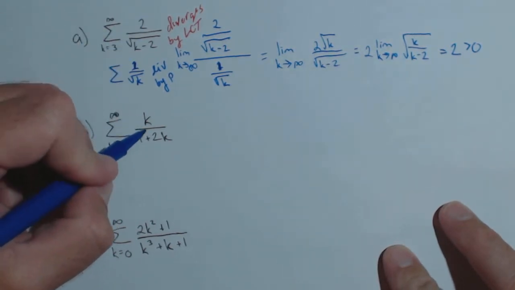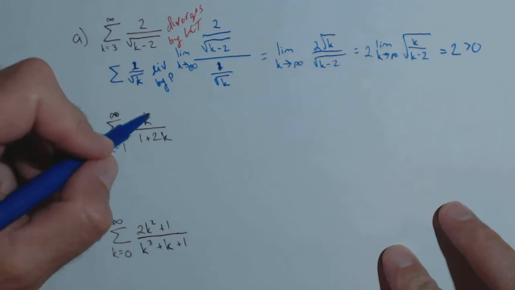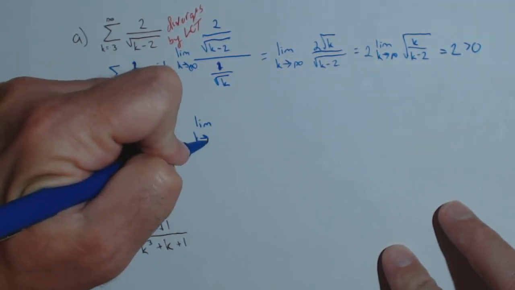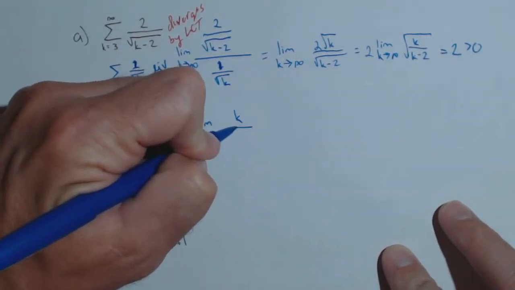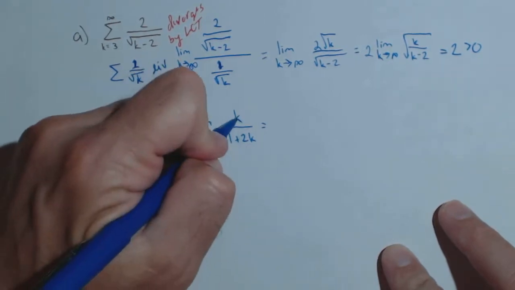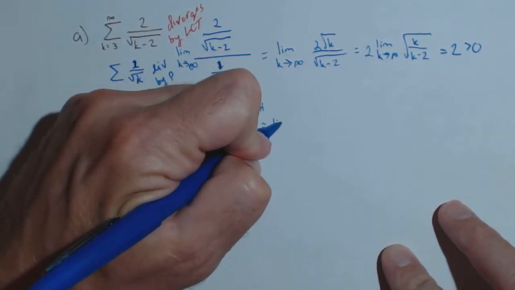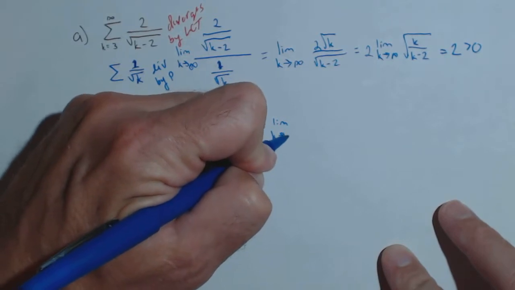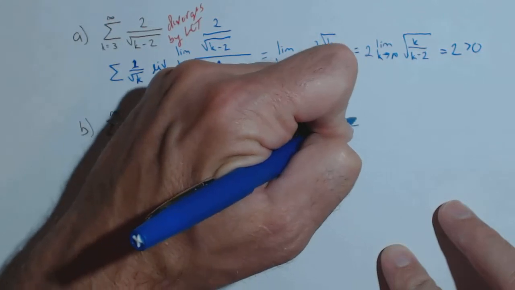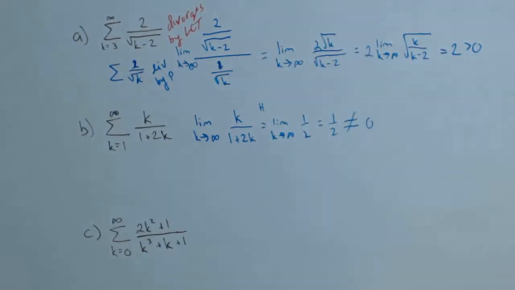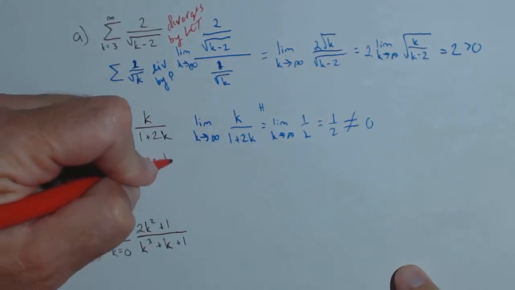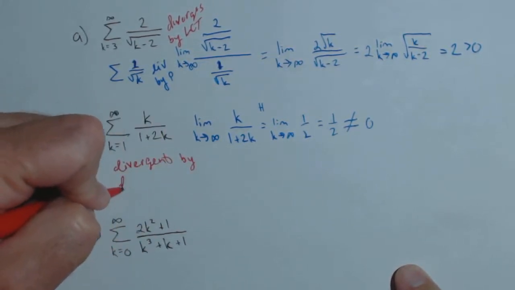The second one, always look at what's going on with your sequence, because check this out. If I do the limit as k goes to infinity of k over 1 plus 2k, and use one round of L'Hopital's, I get the limit as k goes to infinity of 1 over 2, or 1/2. That does not equal 0. We're already done on this one. It's divergent by the test for divergence.